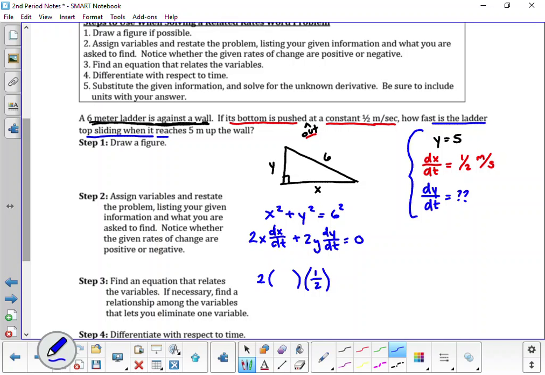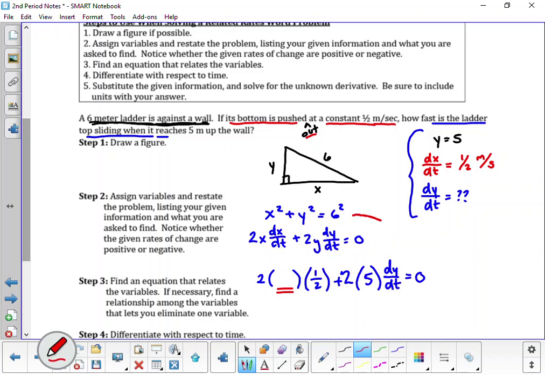Okay, so we went with positive 1/2 plus 2. Our y is 5, good. And then dy dt equals 0, and we want to solve for dy dt. Now I just have to figure out this x value. So where does this x value come from?